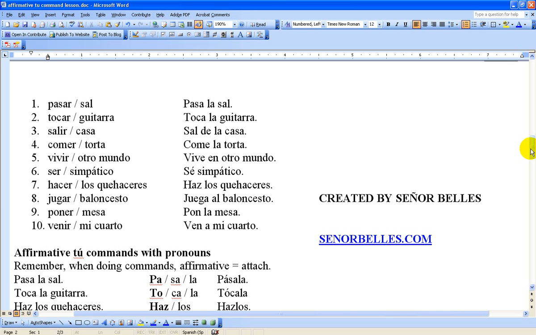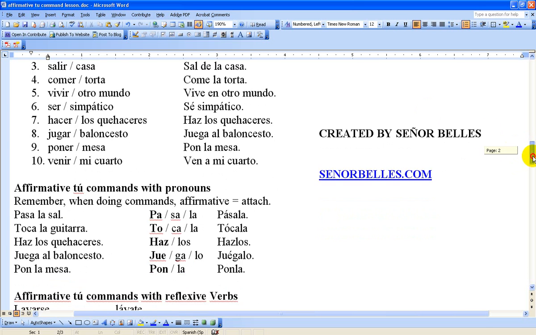So those are affirmative tú commands. Threw a couple of irregulars in there, boot verbs and whatnot. See if you could catch those. I got more coming for you here.